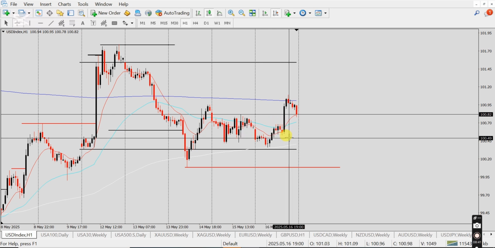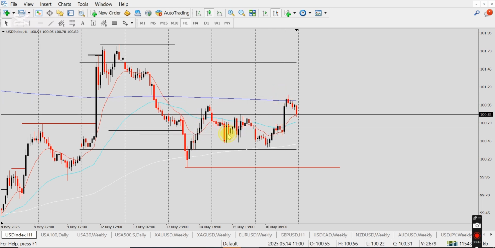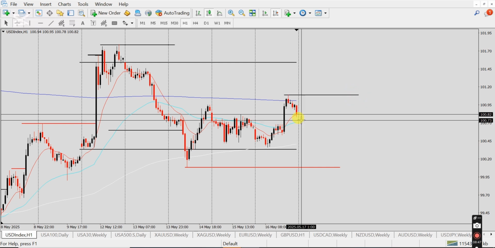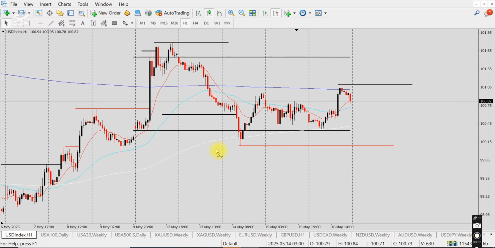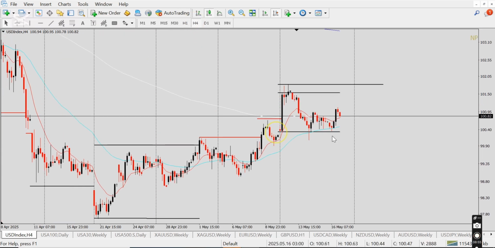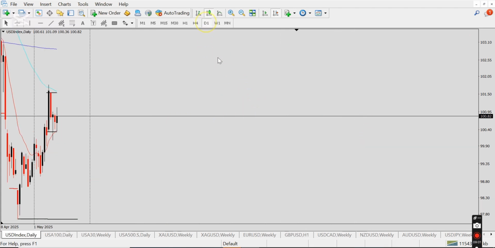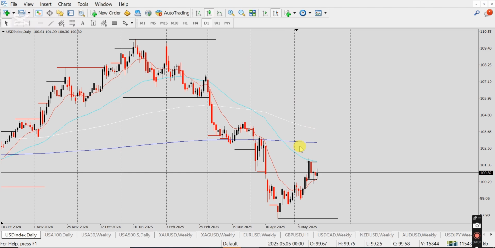Okay, some kind of reset. I want to see this high taken out, take out this high. Once this high is taken out, I will anticipate this high as well to be taken out, so I have some resets. Why? There is more buys to come. Okay, or not? These are the two scenarios I'm looking out for on the DXY.